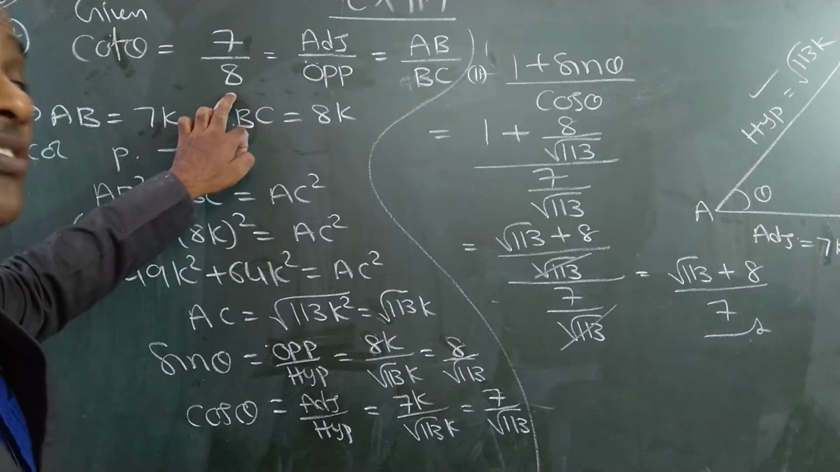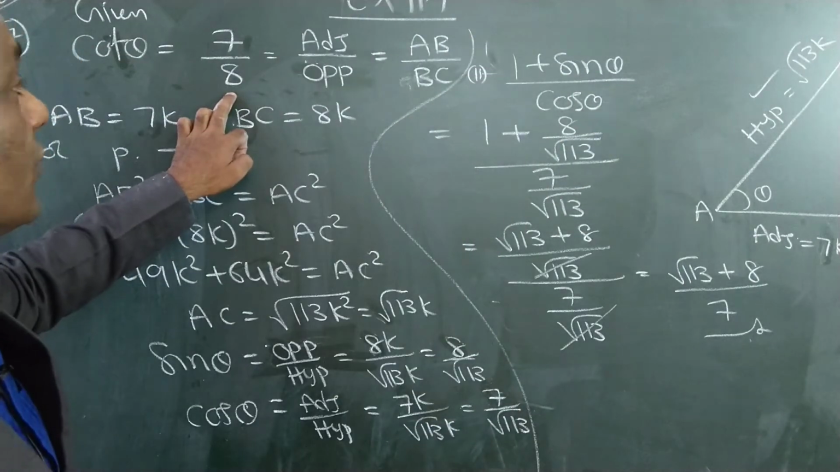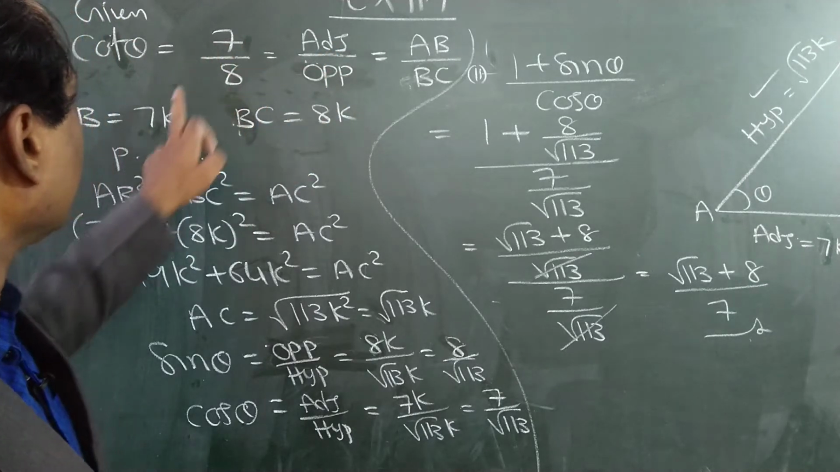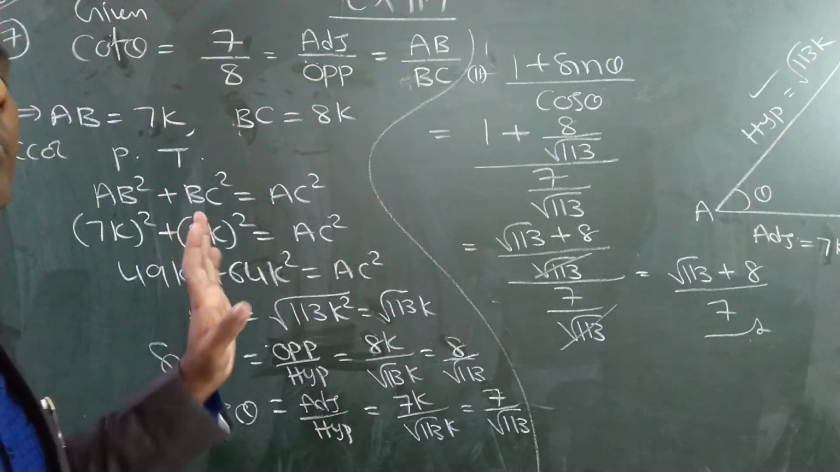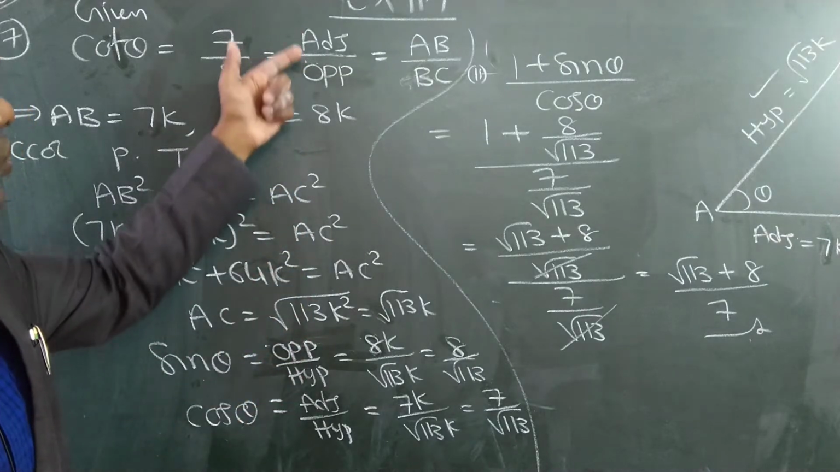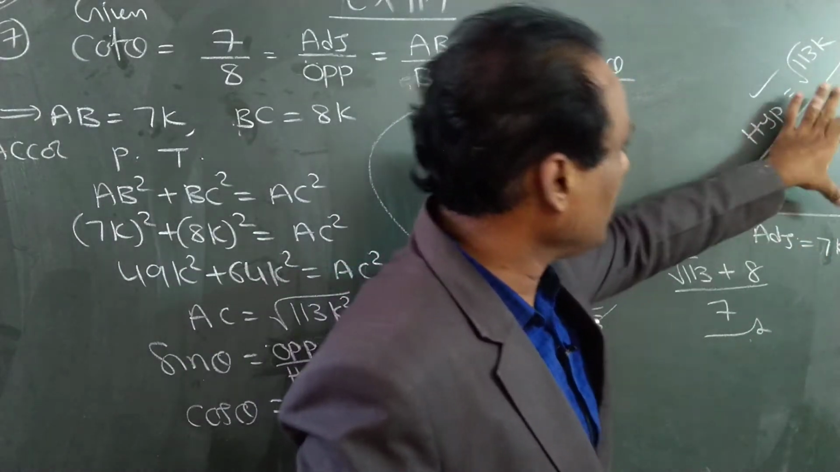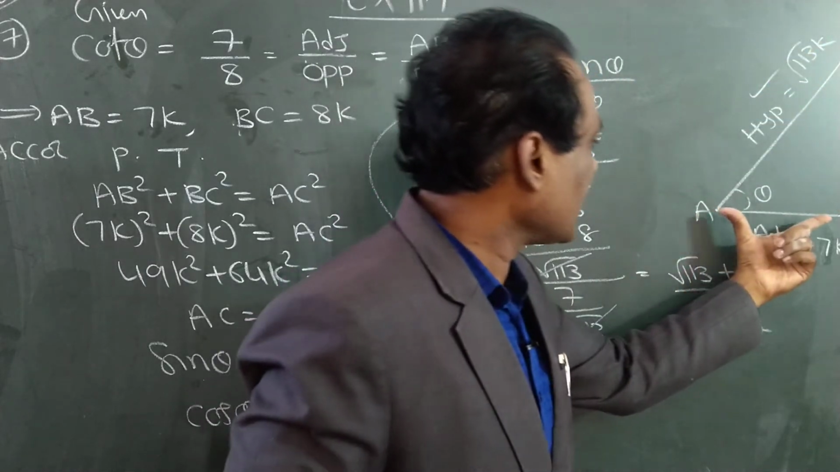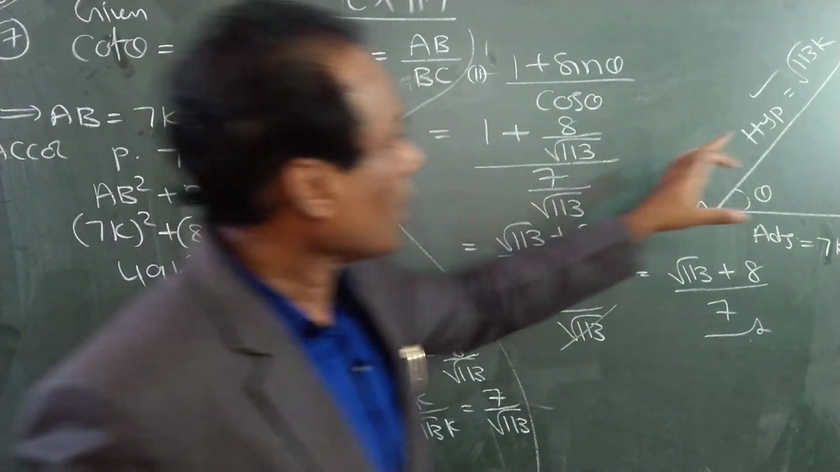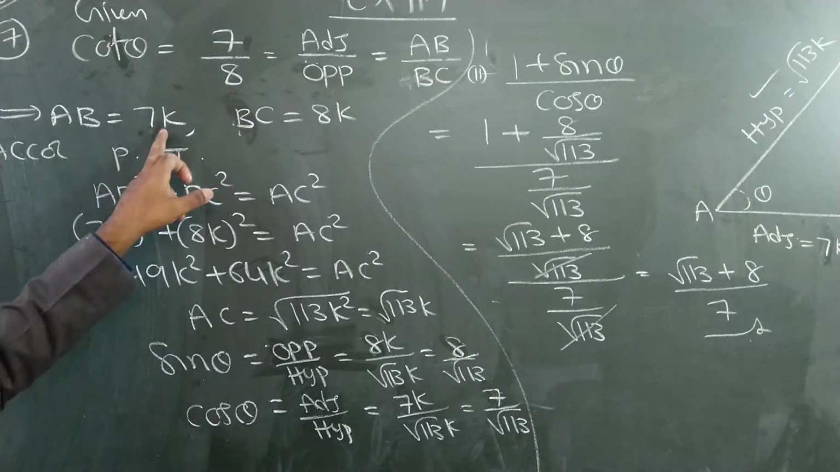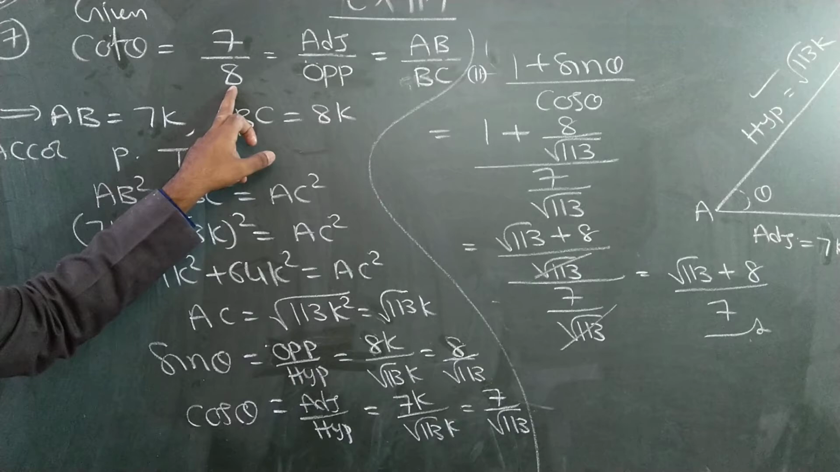I gave the definition for cot. Just refer to the definition of cot. Cot is adjacent by opposite. Adjacent is equal to 7, opposite is equal to 8. But generally we don't use adjacent and opposite. We use the symbols AB, BC, AC. Adjacent side is AB, opposite side is BC. So AB is equal to 7k, BC is equal to 8k.